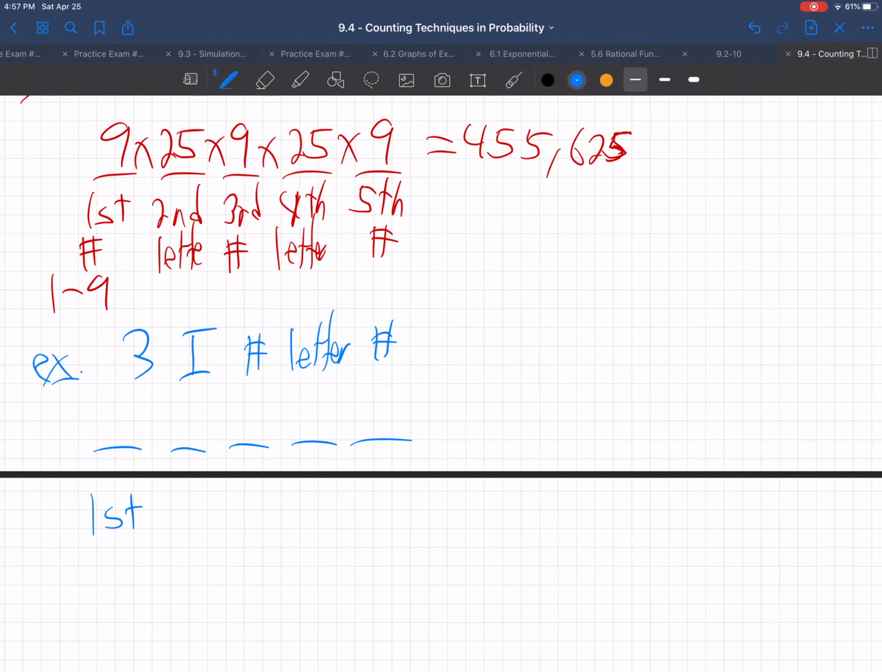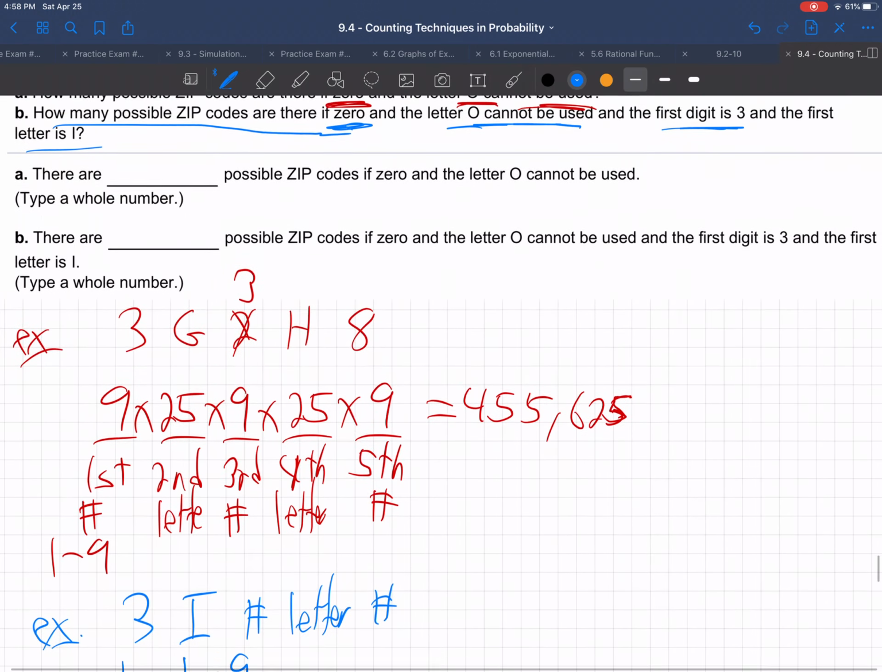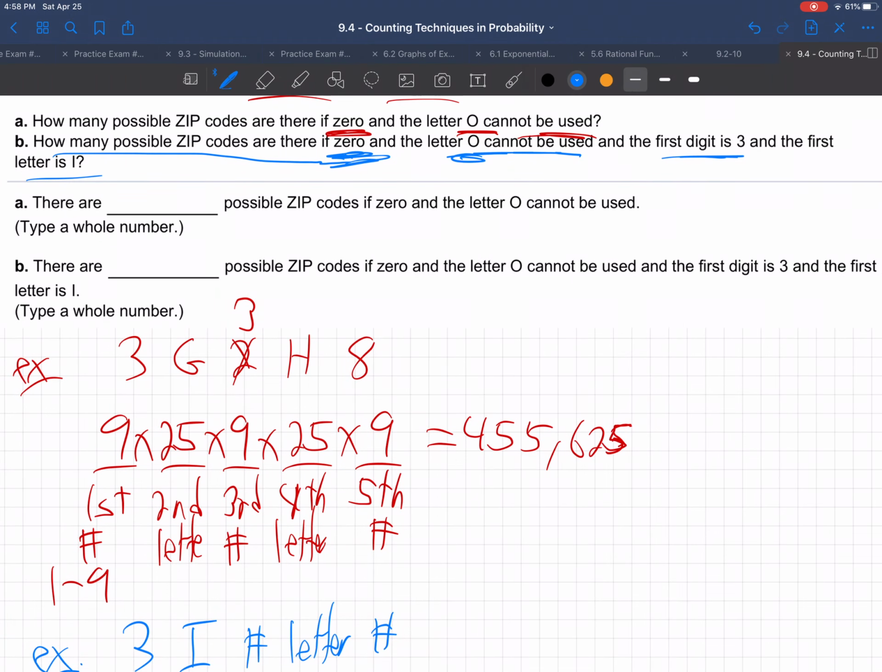So for the first spot, how many options? Only 1. You've got to put the 3. The first number has to be 3. You only have 1 choice. For the second spot, which is a letter, again, only 1 choice. They said it had to be I. For the third spot, which is a number, that can be 9 different numbers because, again, we're not using 0. They said no 0, no letter O.